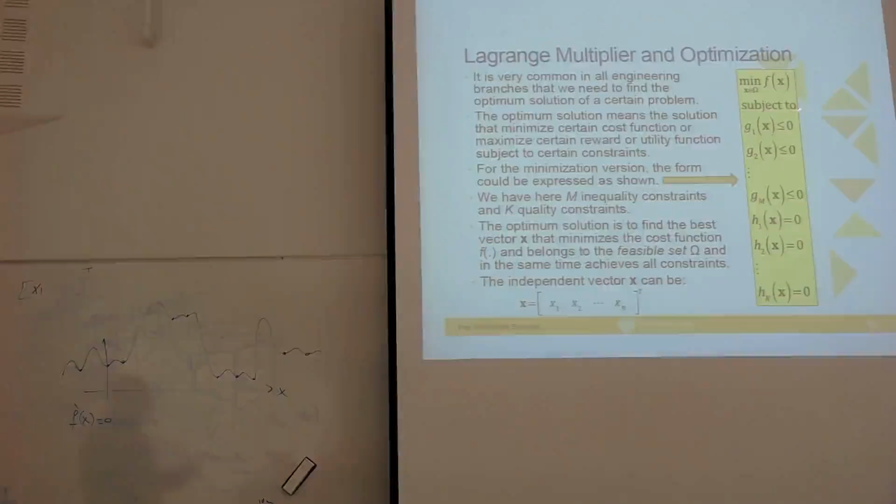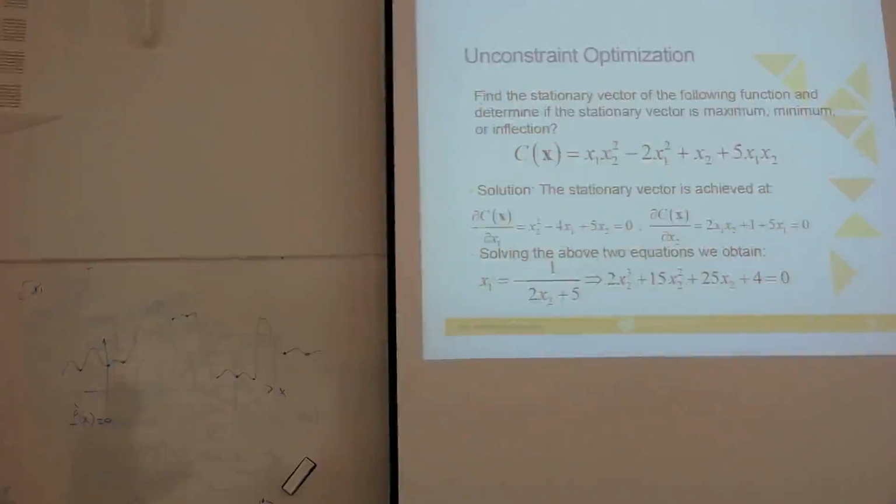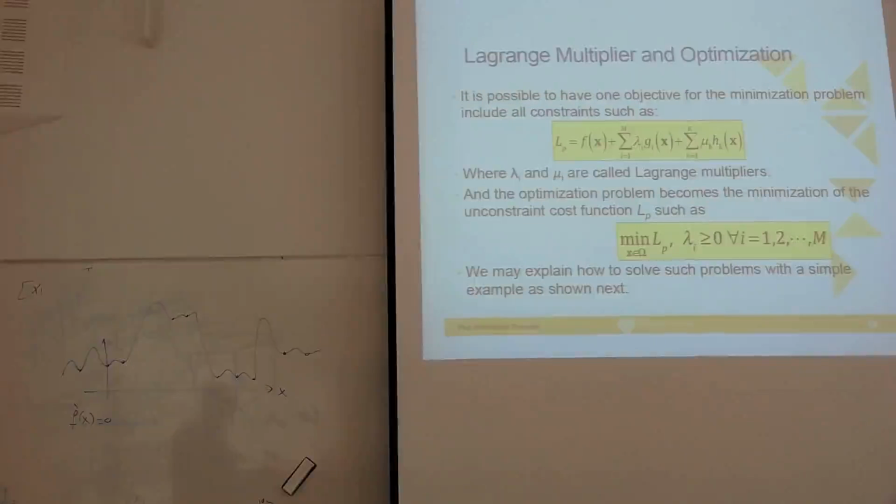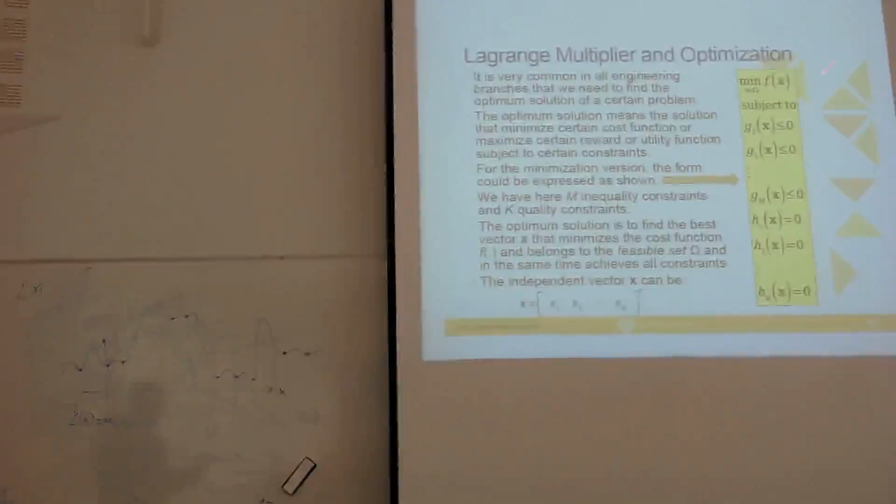The way to solve this is by converting from a constrained optimization problem to an unconstrained optimization problem. How to do that? One method is called the Lagrange multiplier method. For example, this is the primal version of the algorithm, L_P equals f of x. f of x is the cost function. And what we do is add all the inequality and equality constraints to that problem.